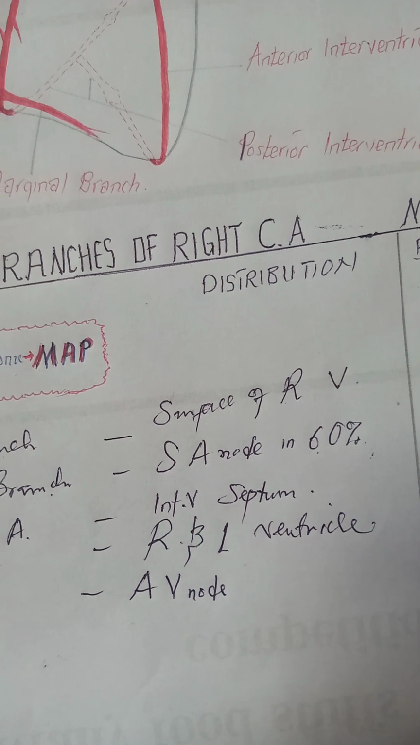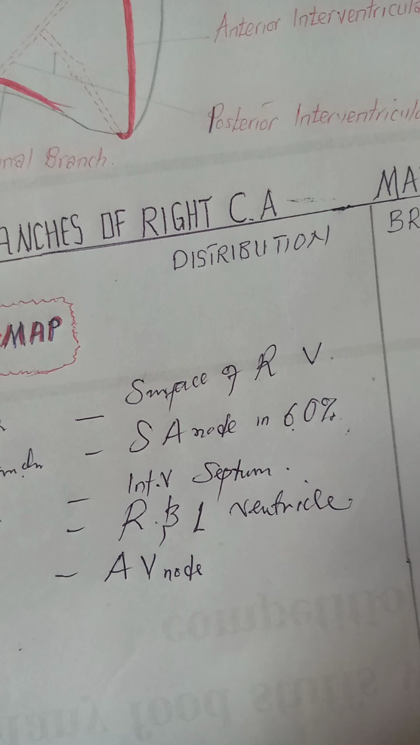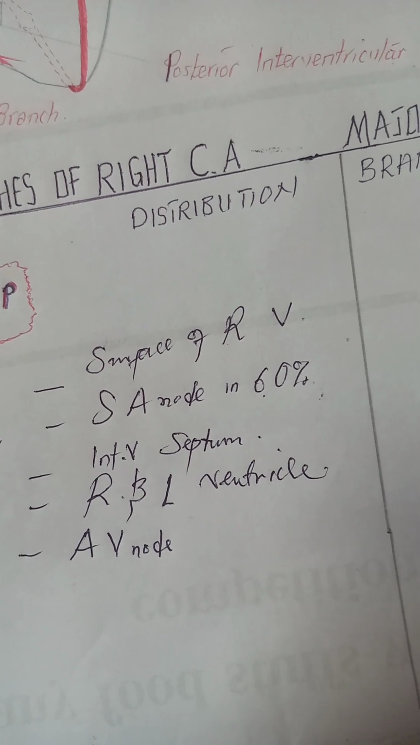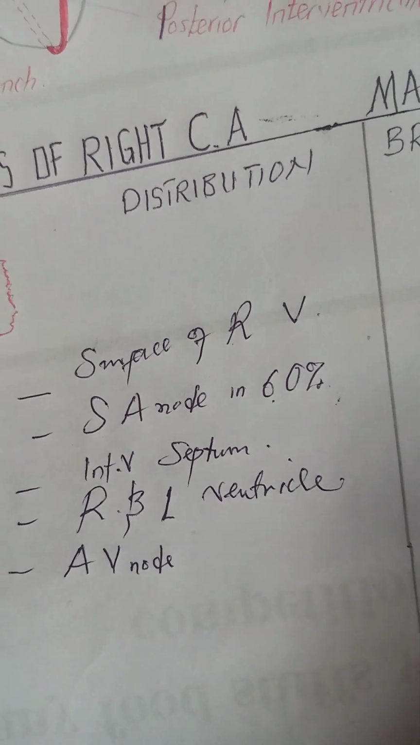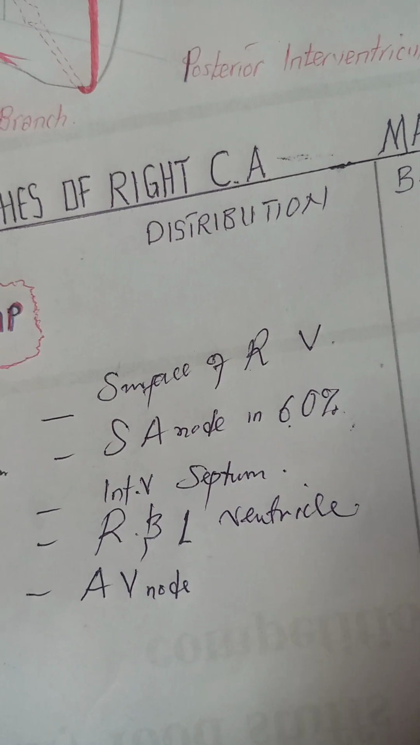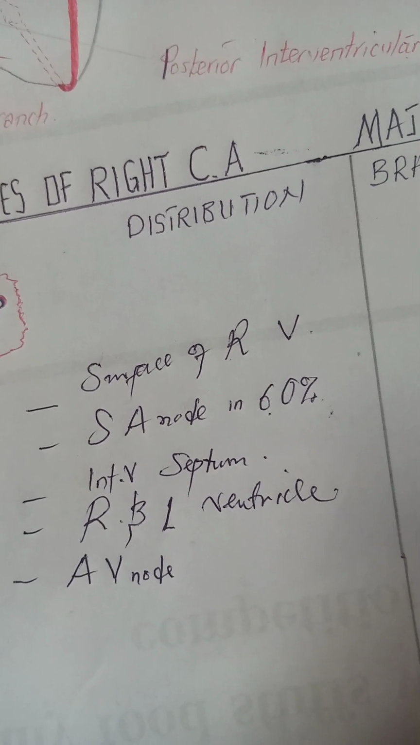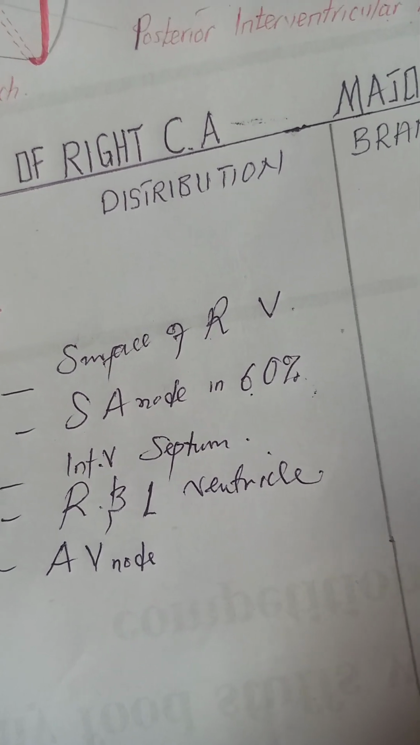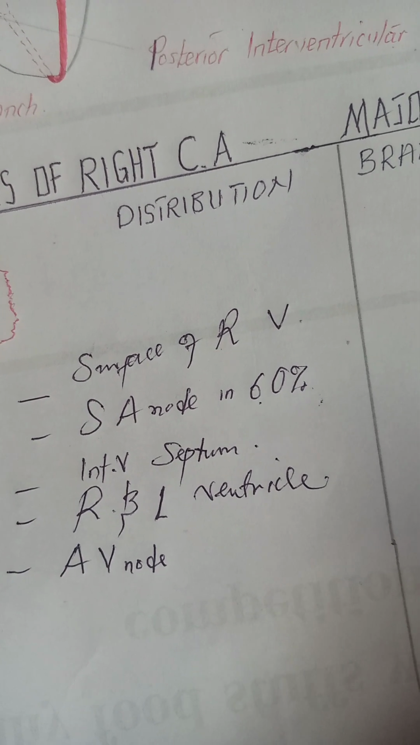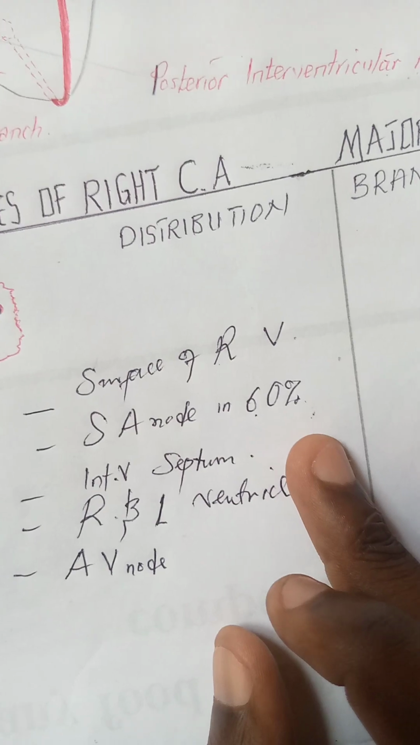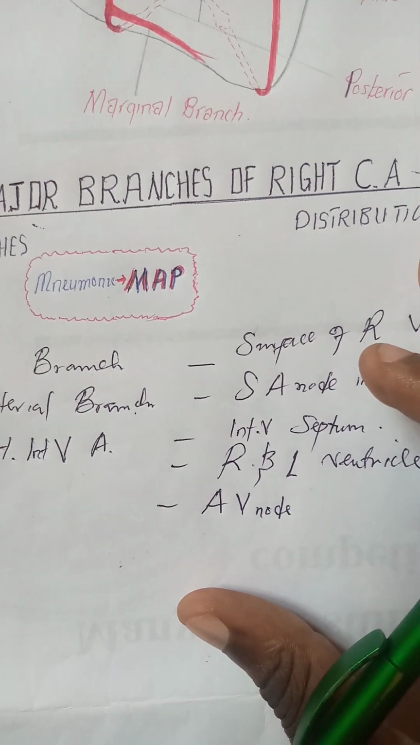Again, as I said, the percentage varies. You might find other texts using 67. So in 60% of cases it supplies the AV node, and in about 10% of individuals, this posterior interventricular artery arises from the left coronary artery. Okay, so enough of the branches of the right coronary artery.